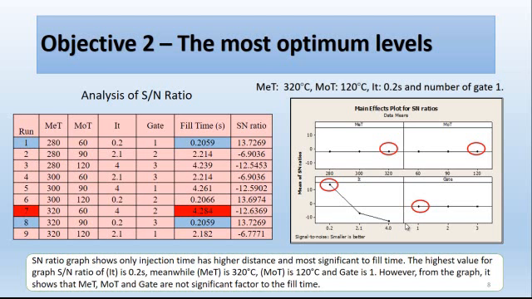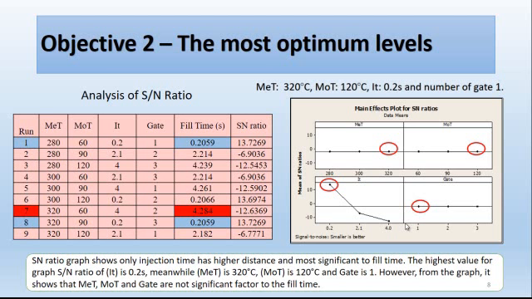time. We can see on the graph, the melt temperature 320 degrees Celsius, mold temperature 120 degrees Celsius, injection time 0.2 seconds, and the number of gates is 1. The highest value for the SN ratio for injection time is 0.2 seconds. Meanwhile, melt temperature is 320 degrees Celsius, mold temperature is 120 degrees Celsius, and gate is number 1.